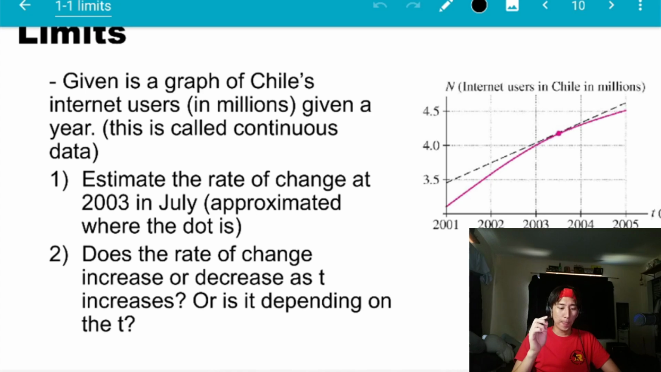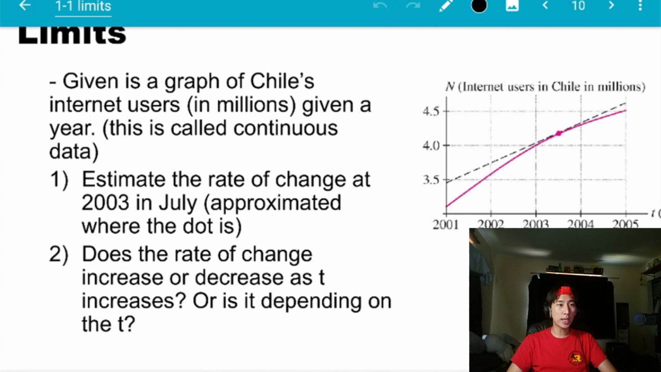Now, here's what I want you to do. It says estimate the rate of change at 2003 in July, approximately where the dot is. Now, the reason you know it's in July is July's halfway through the year. That dot is halfway through 2003, 2004. So what I want you to do is estimate the rate of change for this.